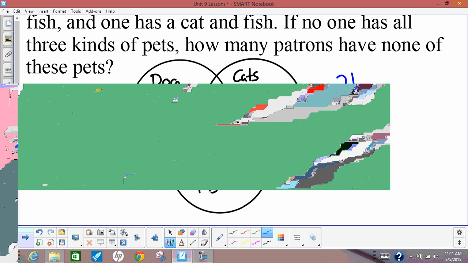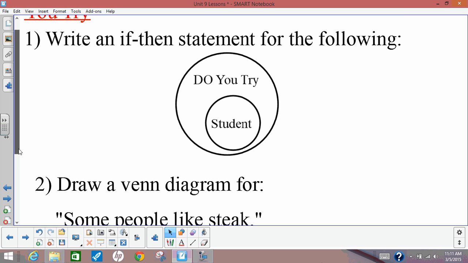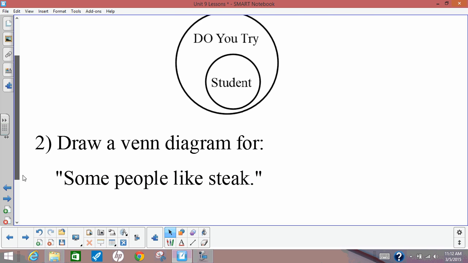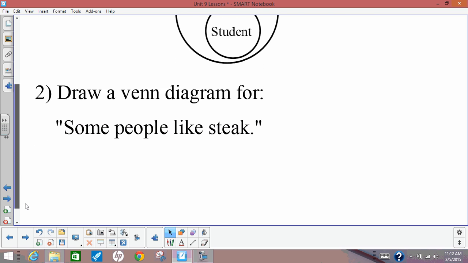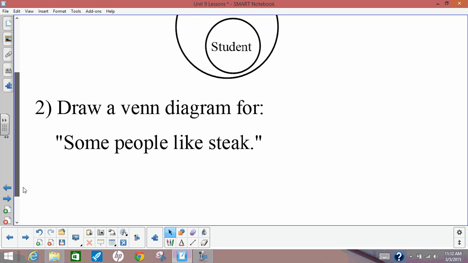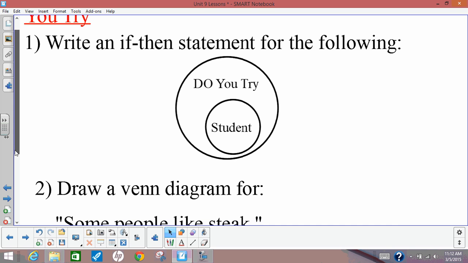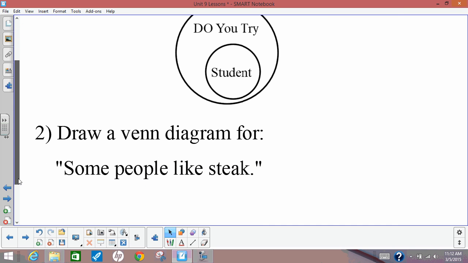So I want you to go ahead and try these 2. I want you to write an if-then statement for this one. You might need to pause and copy this down because I need to scroll for you. And I want you to draw a Venn diagram for this statement, some people like steak. So again, you might have to pause here to do number 1, and then pause and do number 2.